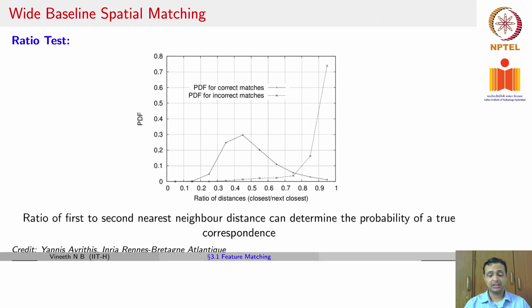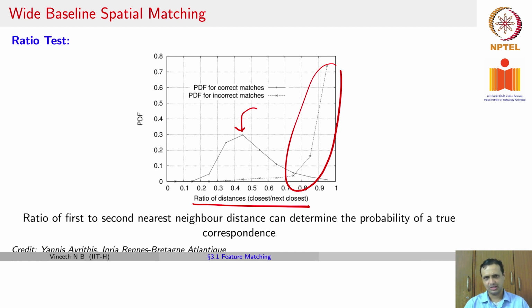Okay, here is an illustration of the ratio test. You can see here that for correct matches, the ratio of distances forms this kind of distribution. It's much smaller, whereas for incorrect matches, the ratio keeps going up and further towards 1. In the incorrect matches, the ratio is going to be close to 1, which means the first match is as good as the second match. Then you're not very sure whether the match is strong enough.